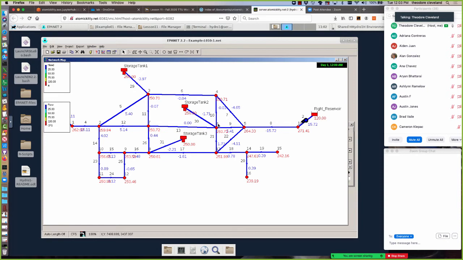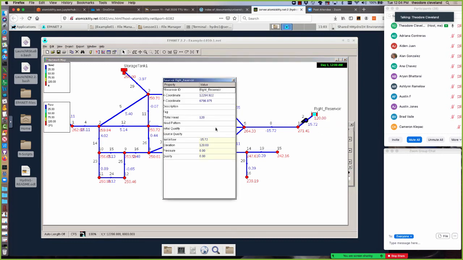Now in this particular instance, the extended period simulation is not terribly interesting, but let's see what happens if we reduce the elevation of the right reservoir.